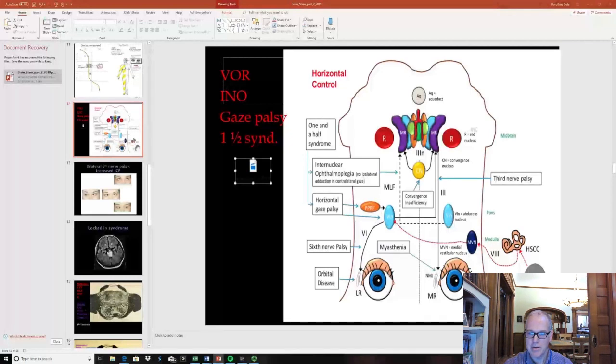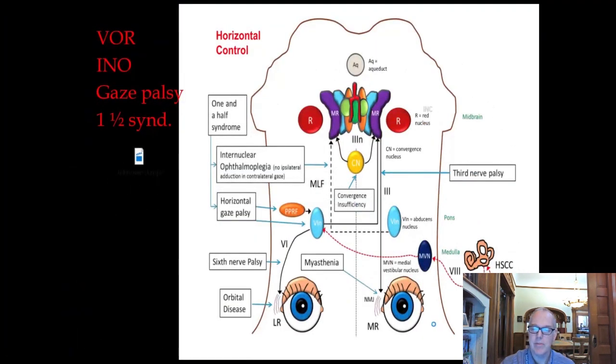Okay, so I don't care that you know about upbeat nystagmus, but there are a couple of other helpful things in that video. First of all, notice that when patients have an MLF lesion, it does affect their ability to look from side to side, but not convergence. Okay, so we have a convergence nucleus here that kind of yokes the medial rectus muscles together. So convergence is preserved when we have either an MLF lesion or a 1.5 syndrome. So we don't have convergence insufficiency.